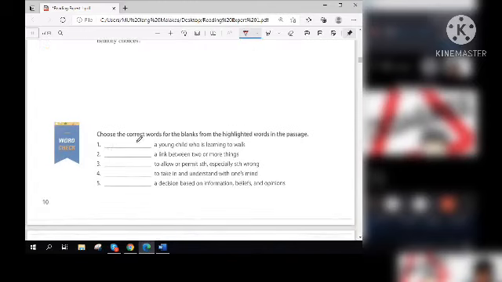Let's begin then. In the first one, a young child who is learning to walk. What do we call that child? Toddler. Okay, very good. A toddler. Number two, I can't really write the word here. A link between two or more things. Connection. Okay, pretty easy, just connection. Three, to allow or permit something, especially something wrong. When you allow something wrong.